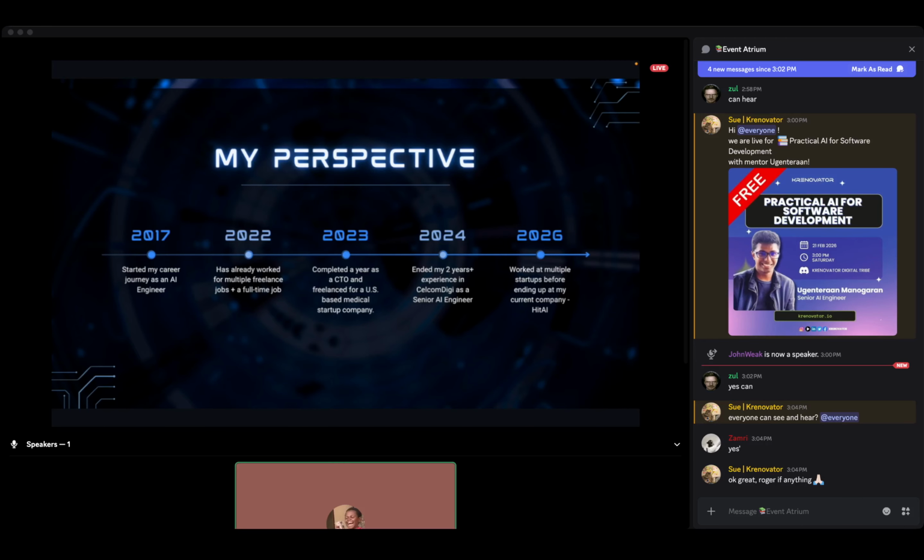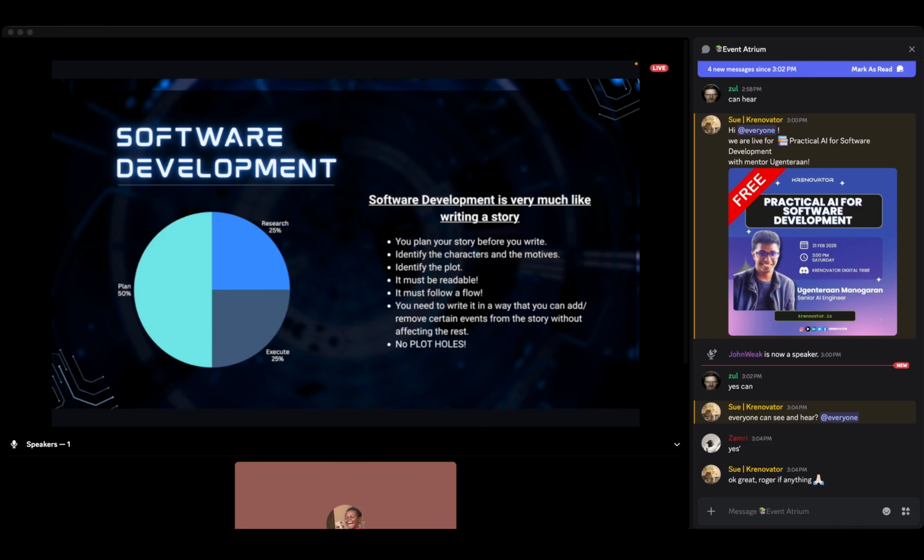Now, let's talk about software development a little bit before we go into how to use AI into the software development, right? Now, the way I like to think about software development is that it's more similar to writing a story, all right? I'm an avid story reader, so it helps me to think about it like that. Now, I'm pretty sure you guys watch movies as well, and maybe some of you read storybooks or short stories or something like that. And if you do that, you will be able to see a lot of similarities between writing codes and writing a story.